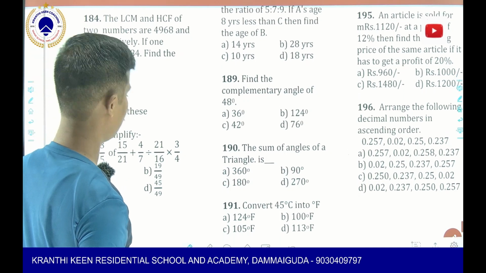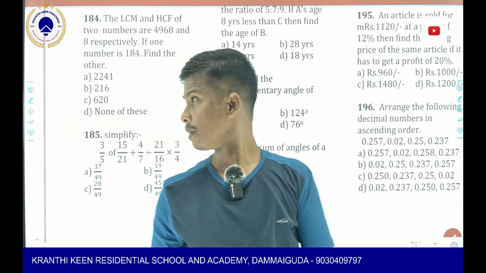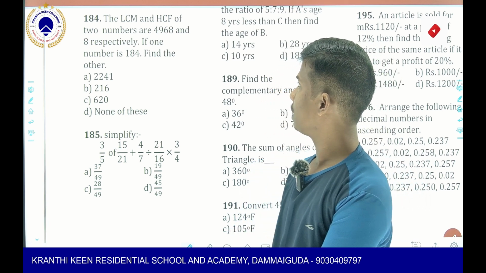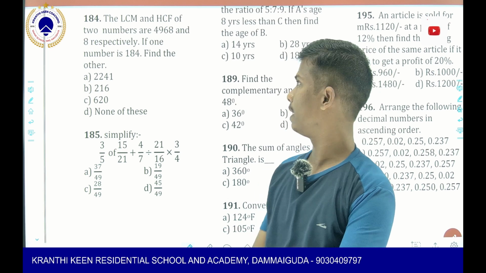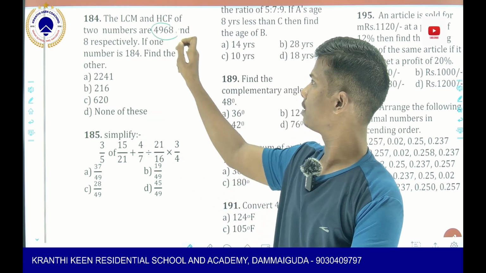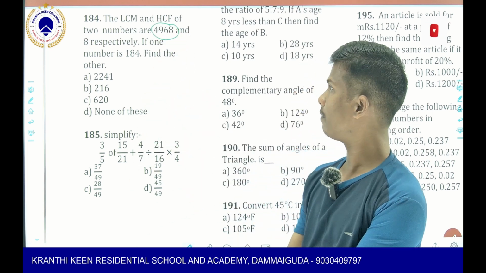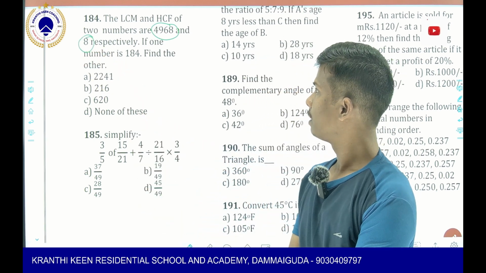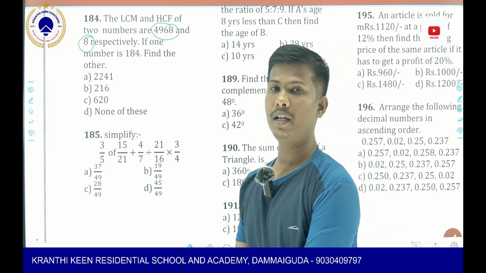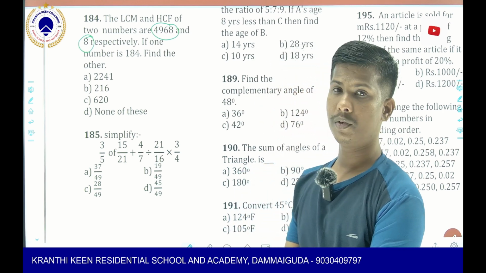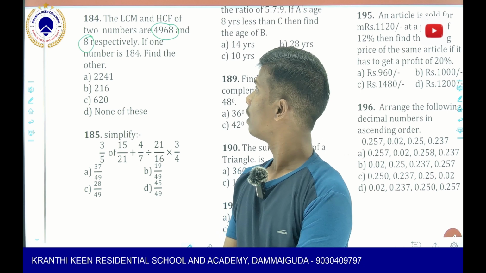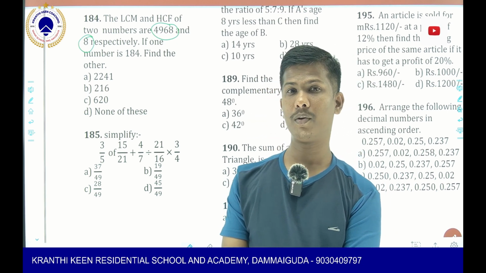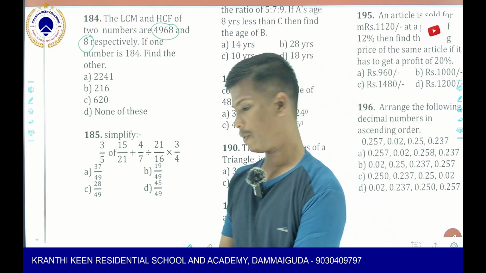184 is the same. This is a repeat topic. This one. The LCM and HCF of two numbers are 4968 and 8. That means LCM is 4968 and HCF is 8. If one number is 84, find the other number. That means, what is the principle you know? The product of LCM and HCF is equal to the product of the two numbers. That only we solved previously, no?